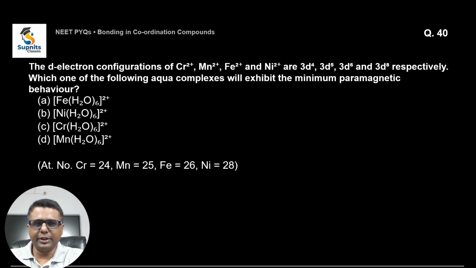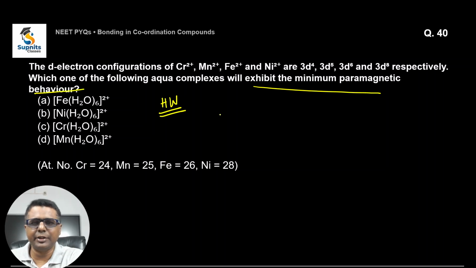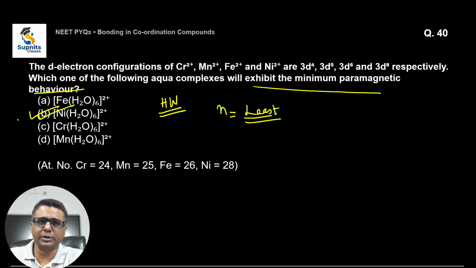D electron configuration, question number 40 over here. So d electron configuration. So this again I'll give you as homework, which will exhibit minimum paramagnetic behavior. So you have to find out the unpaired electrons. Unpaired electrons should be least. The answer is 2. Pause the video, solve the question. In case of any doubt, please comment in the comment section.